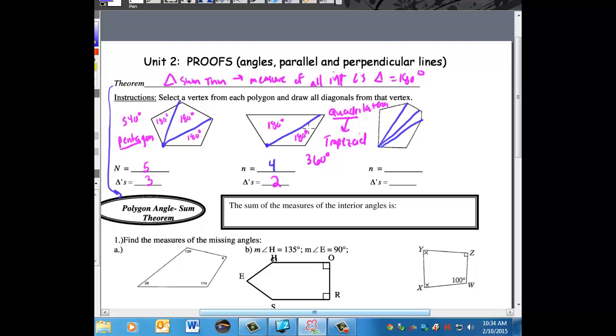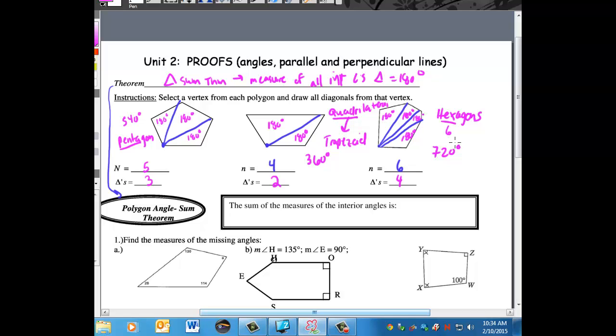So let's start with number of sides. We have 1, 2, 3, 4, 5, 6. Number of triangles. We have 180 degrees in this triangle, 180 degrees in this triangle, 180 in this triangle, 180 in this triangle. We have 4 triangles. Now all 6-sided shapes are going to be called hexagons, and hex means 6. And since we have 4 triangles, we multiply that by 180, and we get 720.